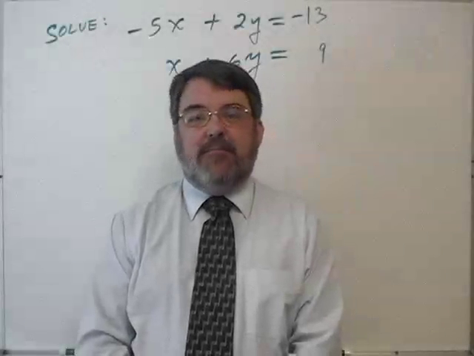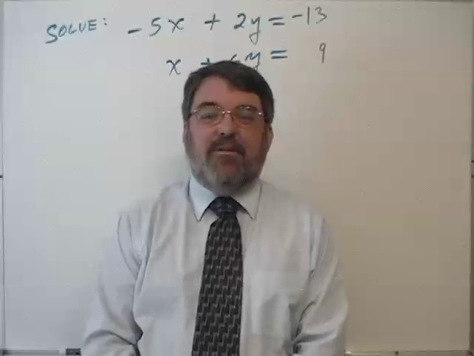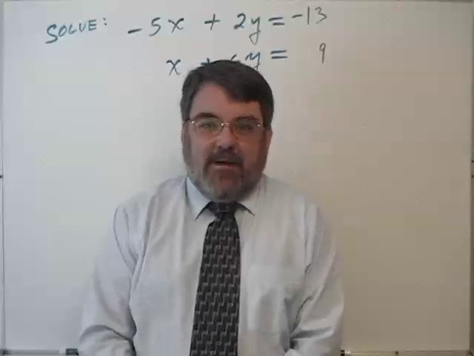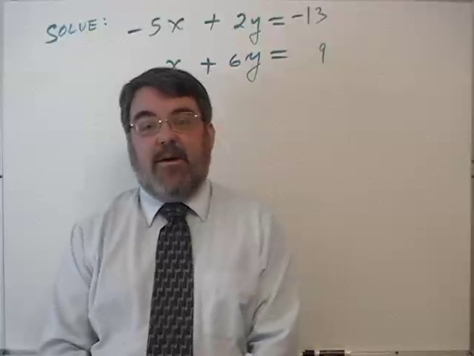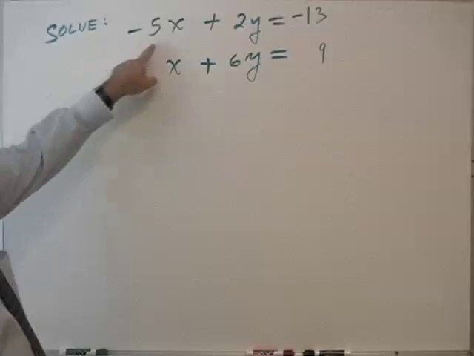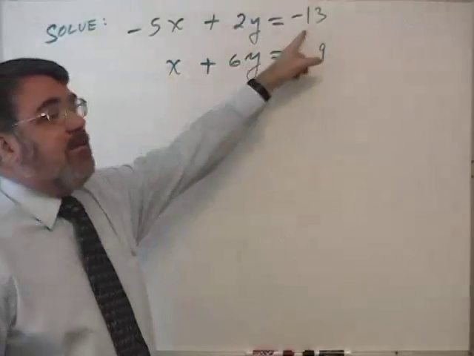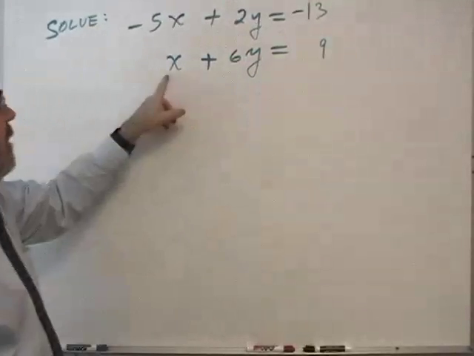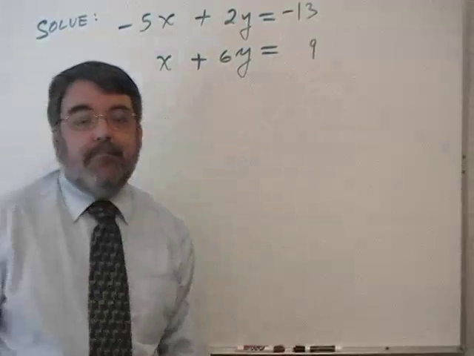Now I'd like to work a little more challenging problem, one in which you begin to see the process of solving by elimination. So here's a system. Solve: negative 5x plus 2y equals negative 13, x plus 6y equals 9.